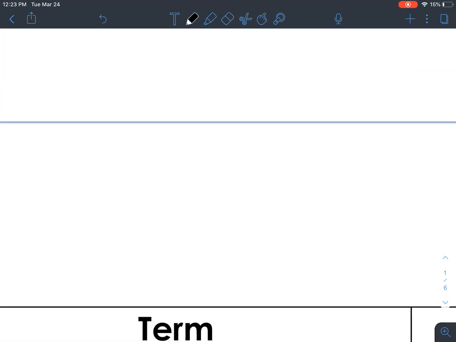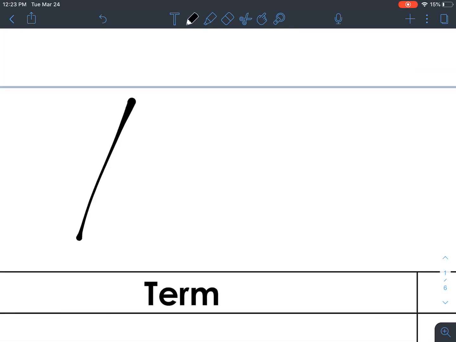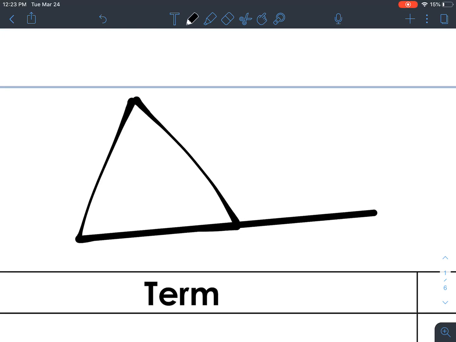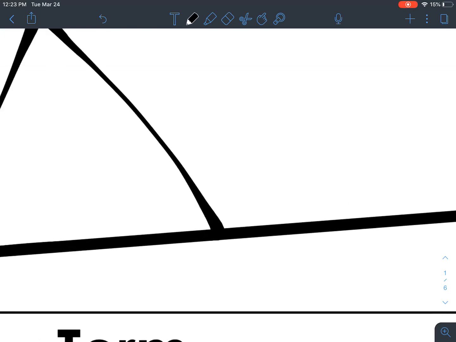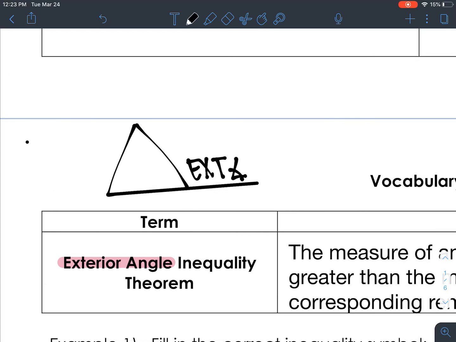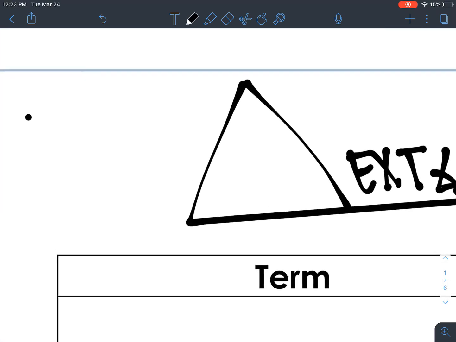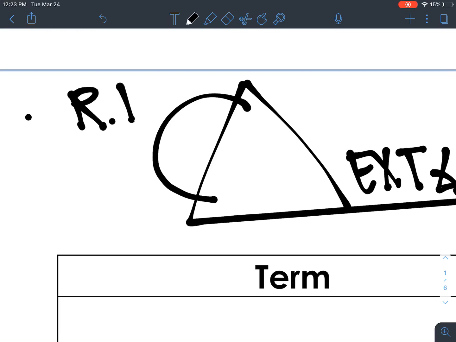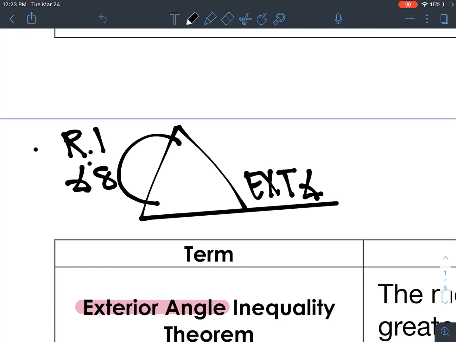I'm going to draw a triangle up above. You can just watch this. And I'm going to extend out one of those sides. What I just created was an exterior angle. This angle right here is my exterior angle. What we've talked about in the past is that the exterior angle is equal to the sum of the two remote interior angles. Remember, the remote interior angles are the angles that are furthest away, non-adjacent to that exterior angle.